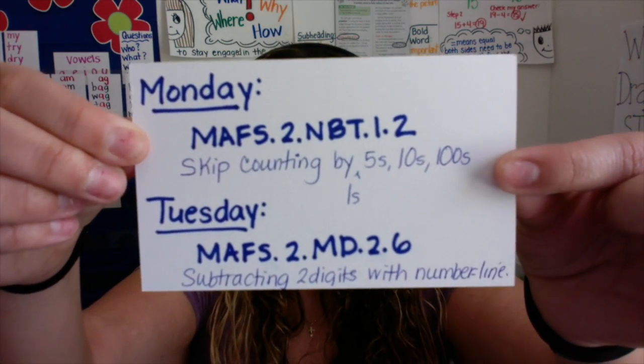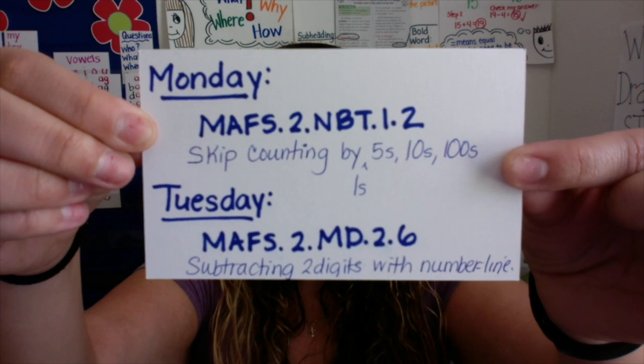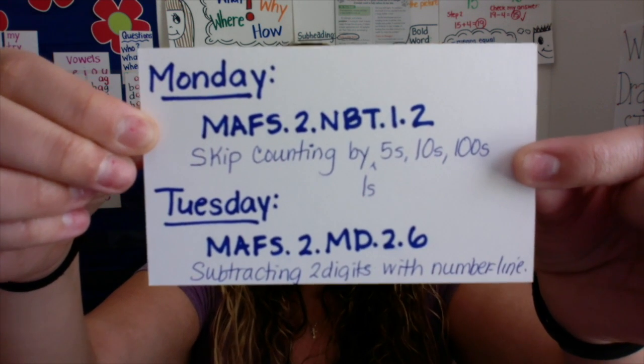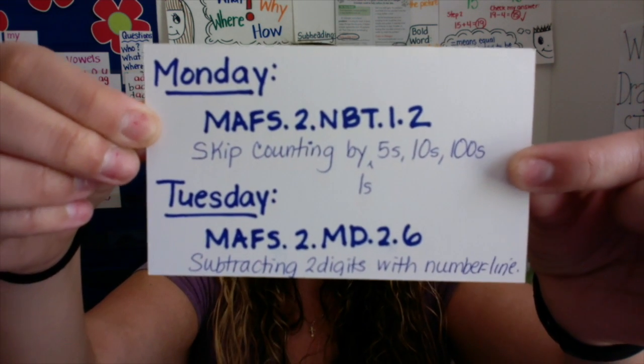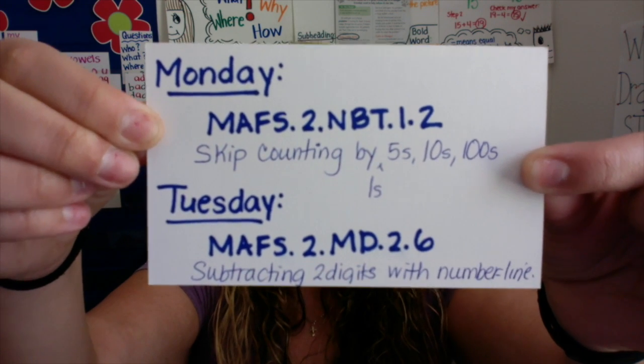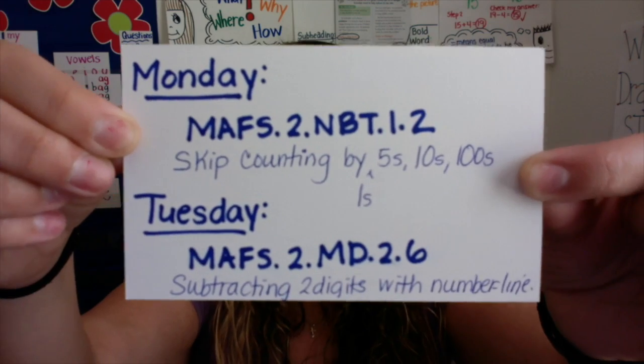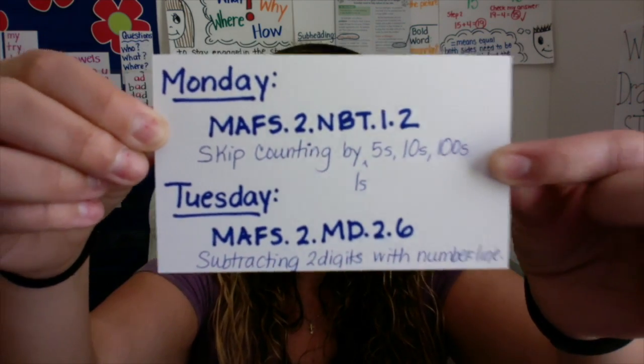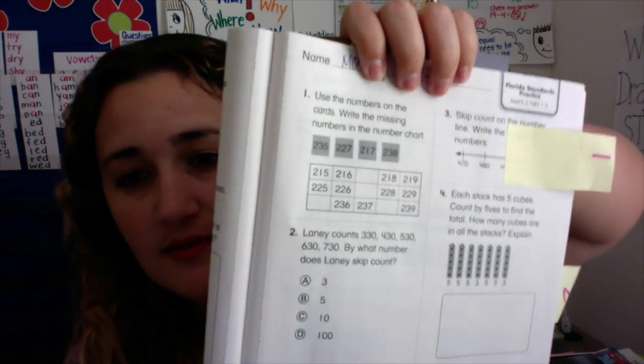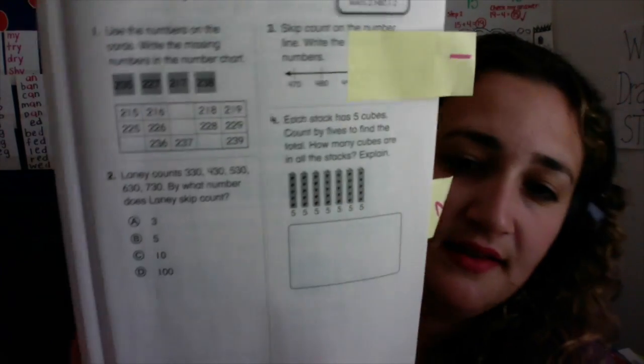And this is it. Monday is NBT 1.2, which is skip counting by ones, 5s, 10s, and hundreds. And Tuesday is MD 2.6, which is subtracting 2-digit numbers with a number line. All right. So Monday and Tuesday will be in the book. This is what Monday looks like, and it is skip counting. We have skip counted before.